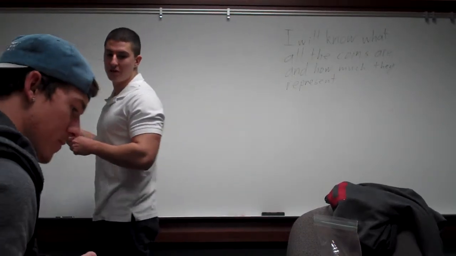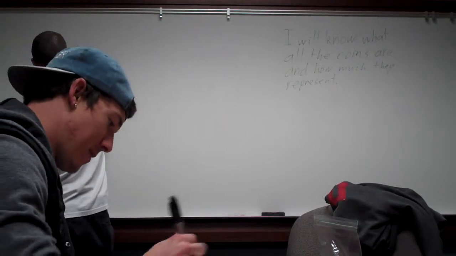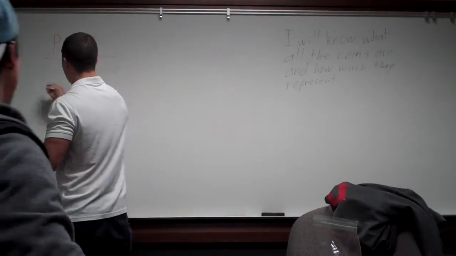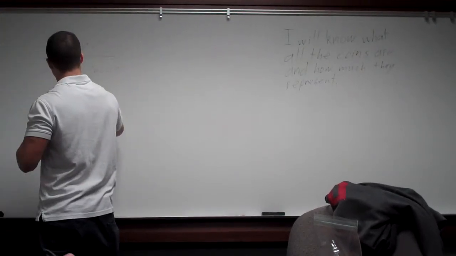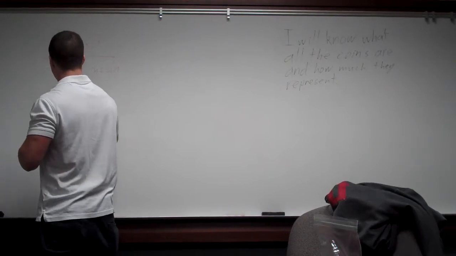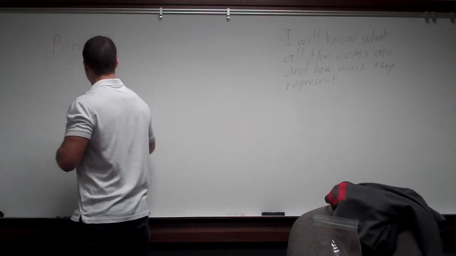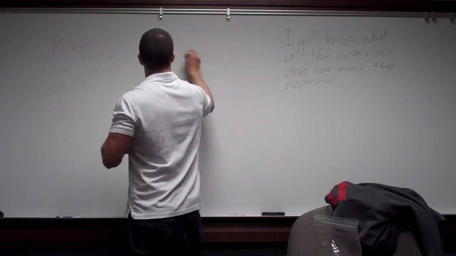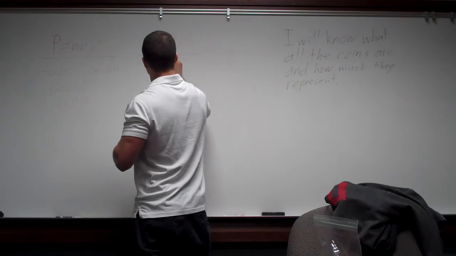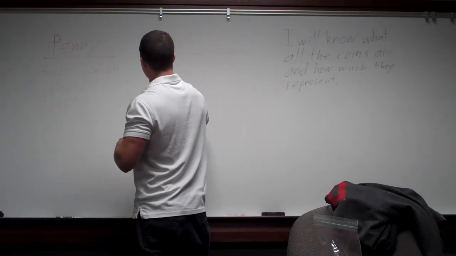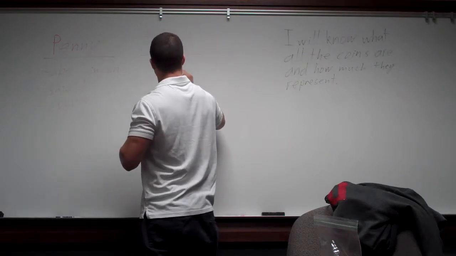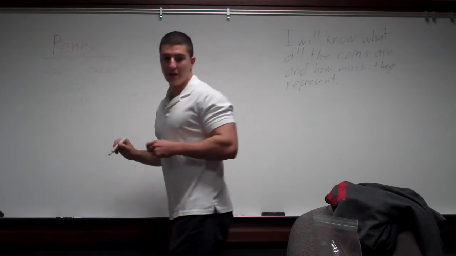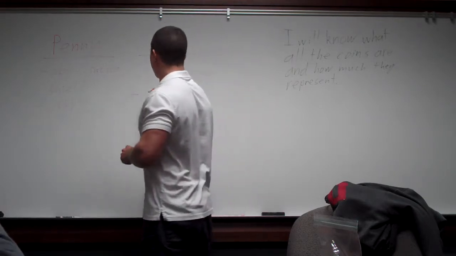So for the penny, we noticed that it had a picture of Abraham Lincoln. And on the back, it had a shield. And it's copper. And then for the nickel, it was silver. Different guy. And a little bit bigger than the penny, right, as we saw? Yeah.